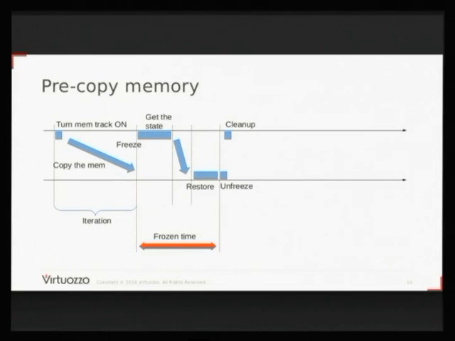Once we've copied all the memory, we can either do what we did before, that is freeze the container, get the state, but this time without the memory because we have transferred it, copy it, restore, and the container is migrated. Or we can say that the amount of memory that has changed while we've been copying it is still too big, and we would like to try one more iteration. So we reset the changes tracker, copy what has changed since the previous time, and do it again.